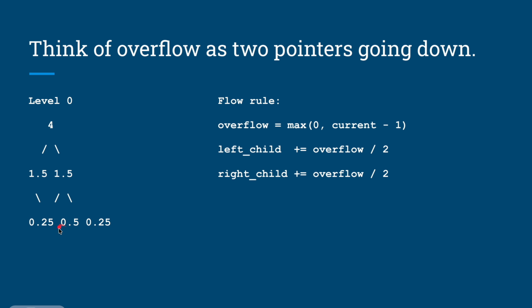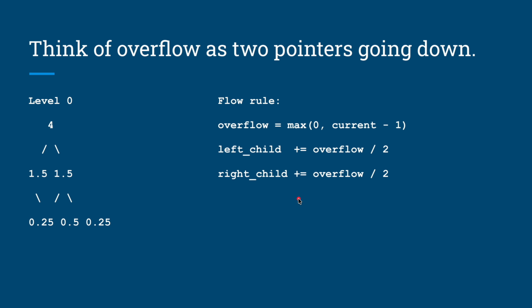So as you can see, it is coming for 0.5, but we have to split it for these children, so 0.5 by 2 is 0.25 we will get. Like that we have to think. It means the flow rule is that overflow will happen between 0 and current minus 1. If left children happen, it will go overflow by 2, and like that it will happen. So we have to keep doing plus plus, right?